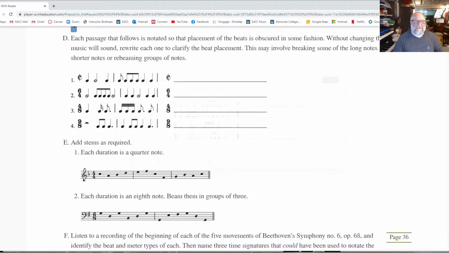The instructions say each passage that follows is notated so that the placement of the beats is obscured in some fashion. We do not like that. Without changing the way the music will sound, rewrite each one to clarify the beat placement. This may involve breaking some of the long notes into tied shorter notes or rebeaming groups of notes.